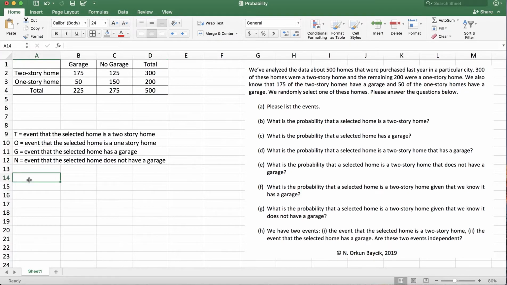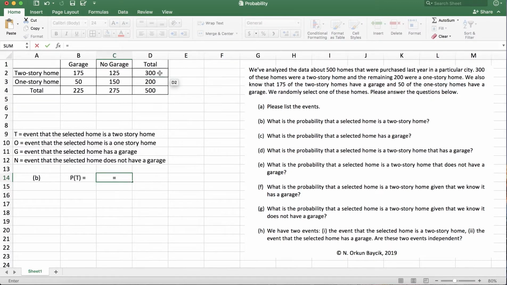So let's look at part B. What is the probability that a selected home is a two-story home? So here's a question. Two-story home. So how many total number of two-story homes do we have? 300, which is given in D2. And how many total number of homes do we have? 500, right? Which is given in D4. So the answer is going to be the number of two-story homes divided by the total number of homes, which is 0.6. Okay, so this is the answer to part B.